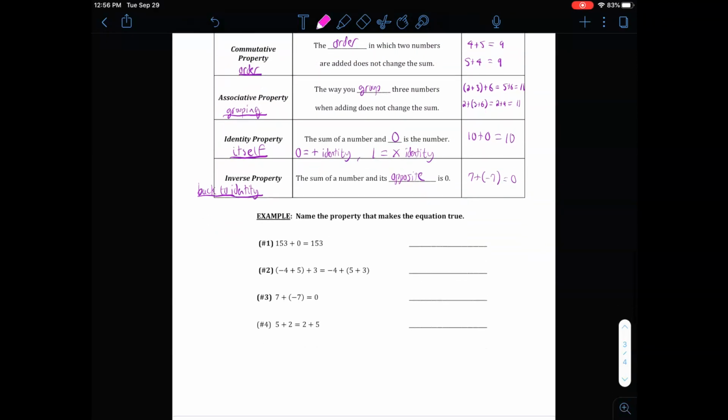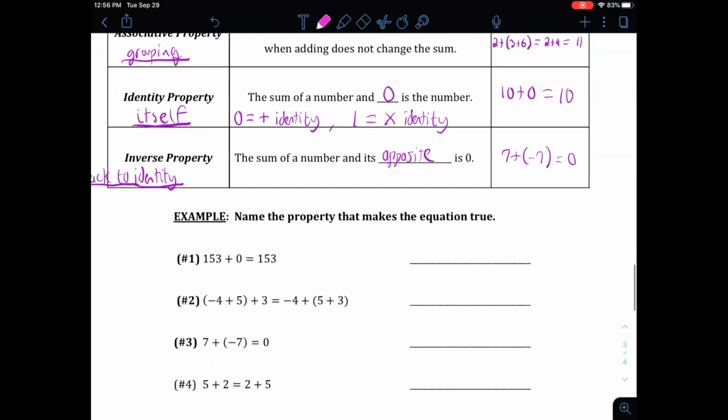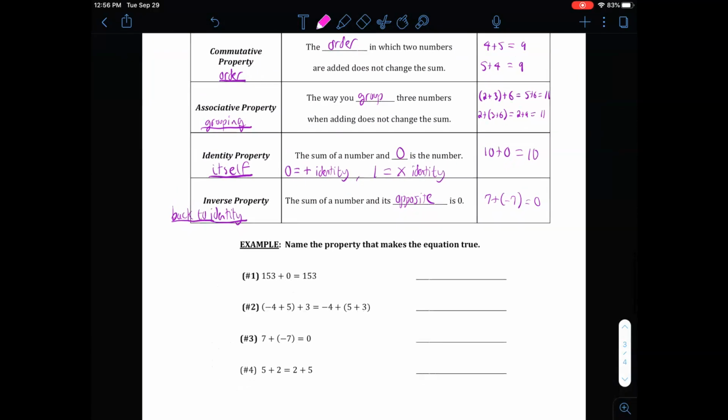Okay, we have 153 plus 0. Looks like we got back to 153. Which property did you guys write down here? What do you guys think? This is the identity property. Negative 4, the quantity of negative 4 plus 5, all plus 3, equals negative 4 plus the quantity of 5 plus 3. Looks like we changed the way we grouped things here. What's that property? That's going to be the associative property.